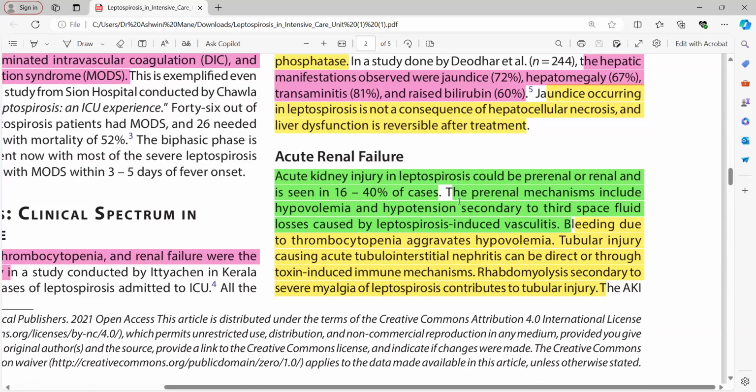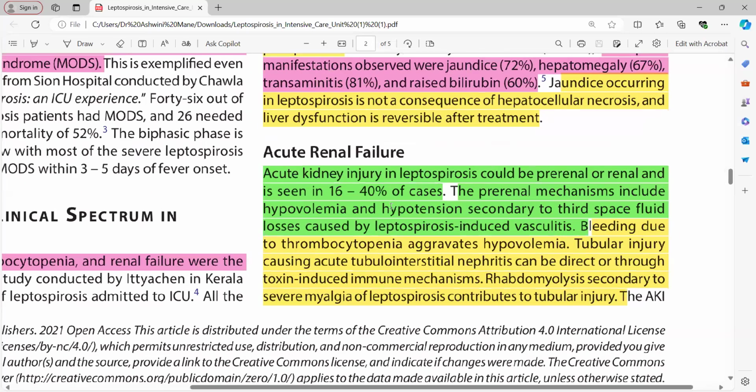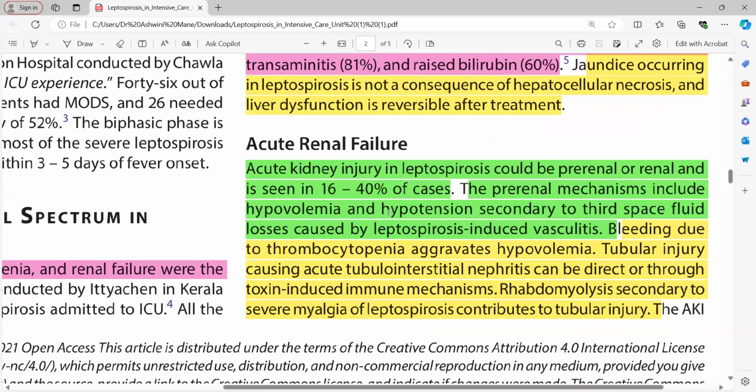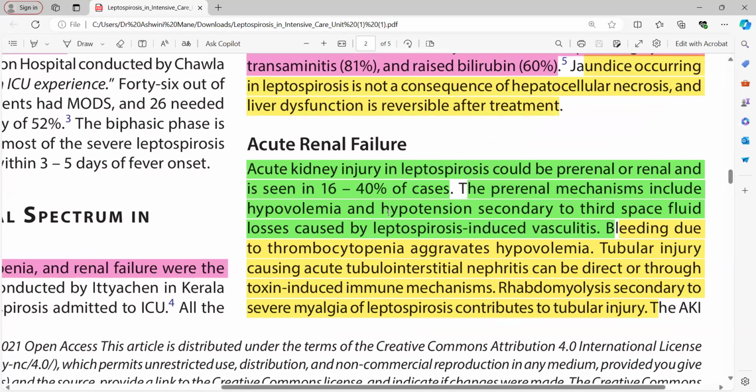So the next manifestation is acute renal injury. Acute renal injury in leptospirosis could be pre-renal or renal and is seen in 16 to 40% of cases. The pre-renal mechanisms include hypovolemia and hypotension secondary to third space loss caused by leptospirosis-induced vasculitis. Bleeding due to thrombocytopenia aggravates hypovolemia.